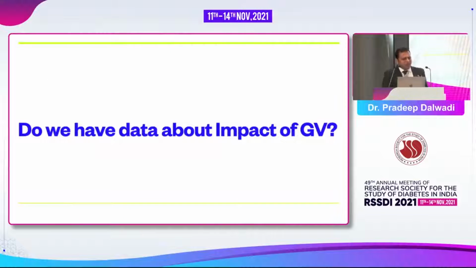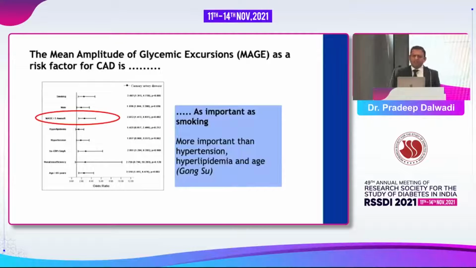Okay. So do we have any data about the impact of glycemic variability? Definitely yes, we have data. It was a really beautiful study done by Shu et al. What has he done? He compared MAGE. What is MAGE? MAGE is one of the metrics to measure glycemic variability. He compared MAGE with other risk factors for cardiovascular disease. And what does his study tell us? That MAGE is as important as smoking. So it is a very important risk factor. And MAGE is more important than hypertension, hyperlipidemia, and age. So glycemic variability is a very, very important risk factor which is associated with adverse outcomes.